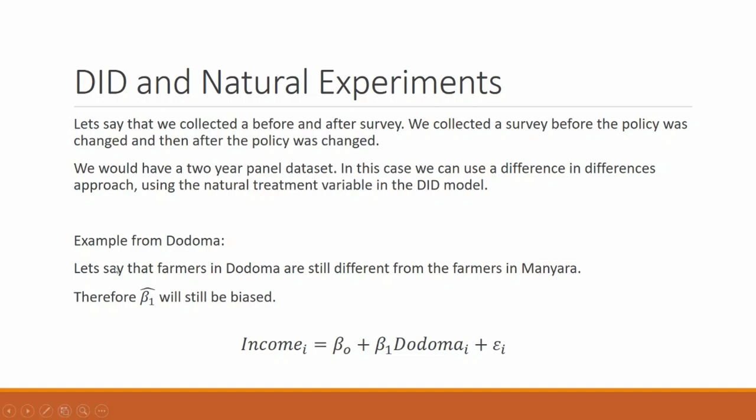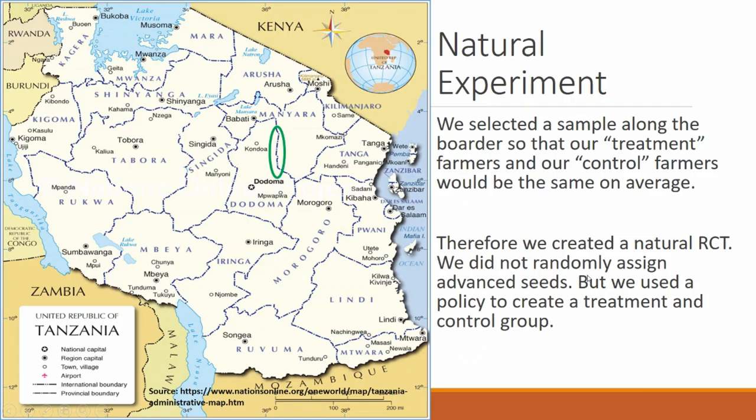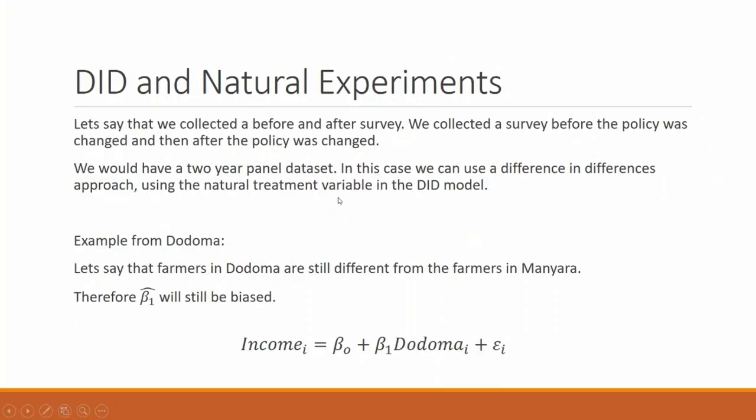So example from Dodoma. Let's say the farmers in Dodoma are still different from farmers in Manyara. All right, they're still different. We didn't quite do it. They're not quite the same on average, even though they're right next to the border. And so in that case, we could run a regression of income regressed on Dodoma after the intervention has been put in place, after the policy change. And we could do that and get an estimate here.